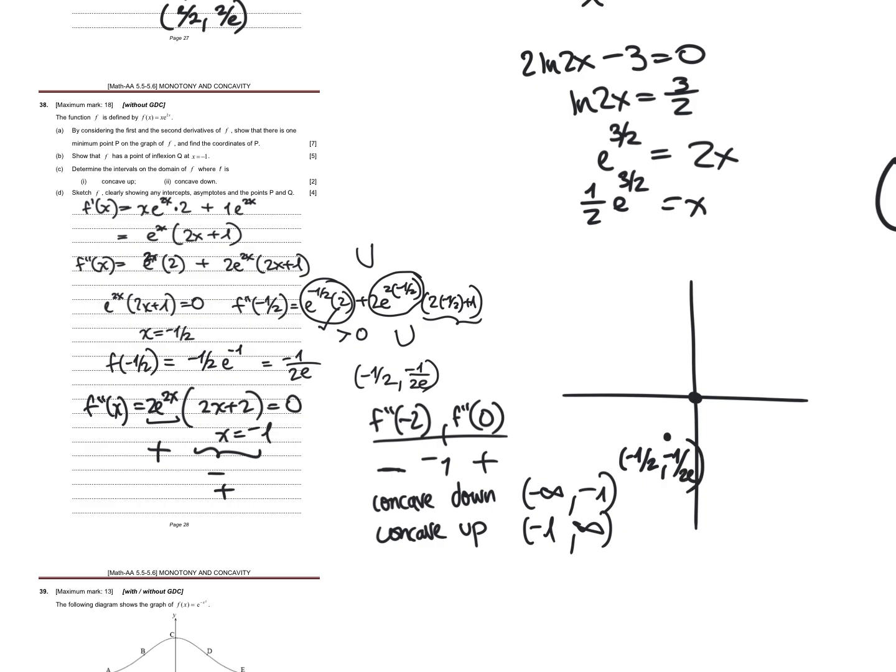And then we have a point of inflection at -1, and we actually need to see f at -1, which is -1 times e to the -2. Okay, so that is going to be the point of inflection. So -1, which is like here.